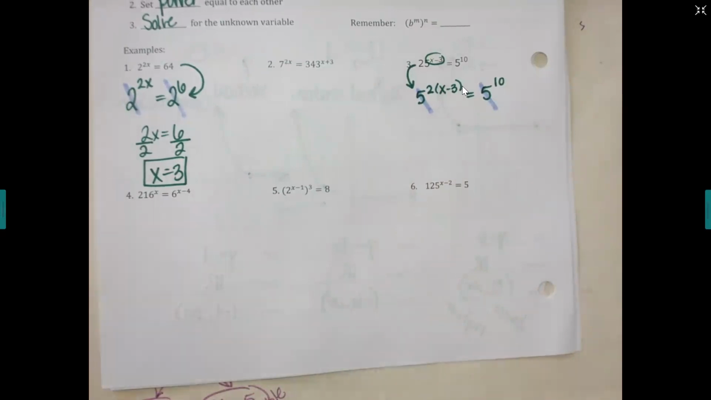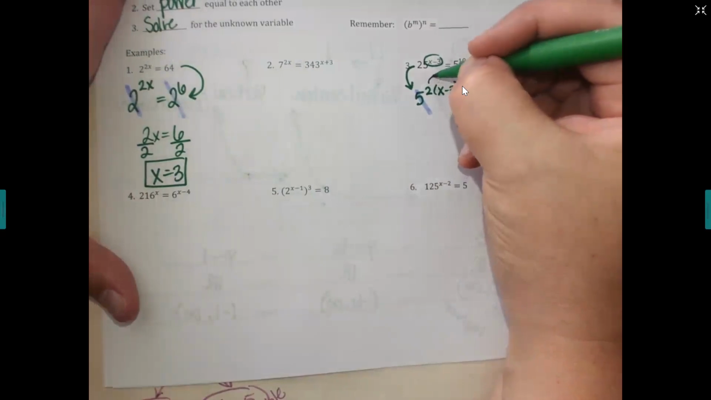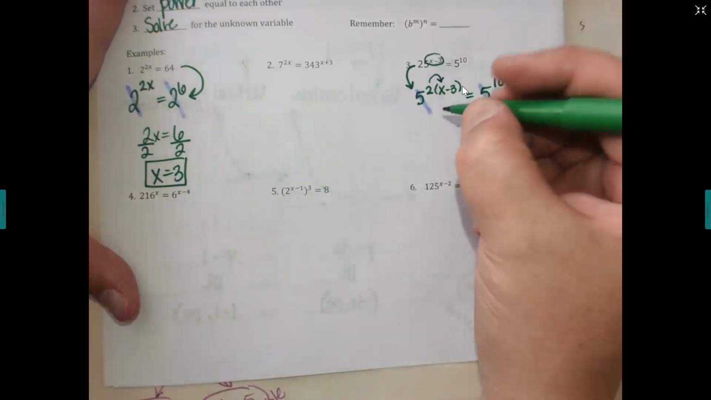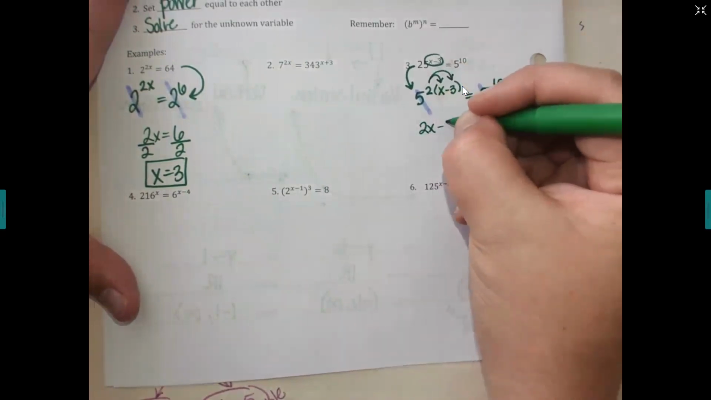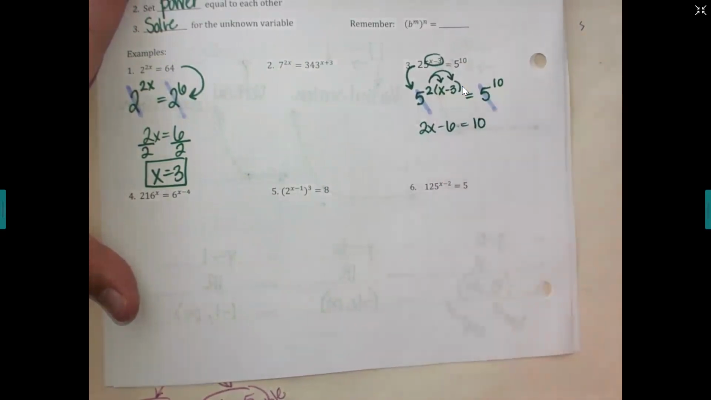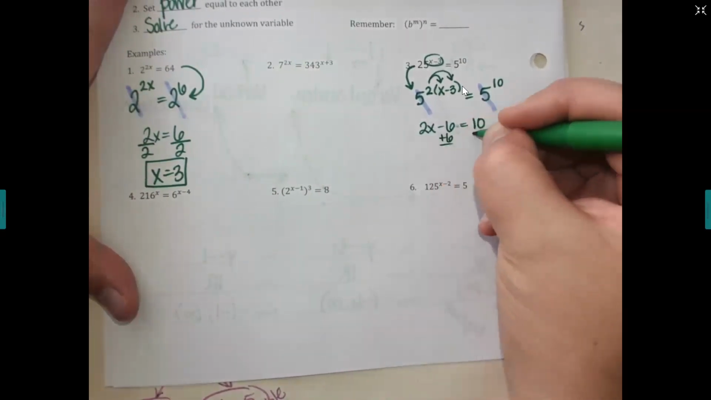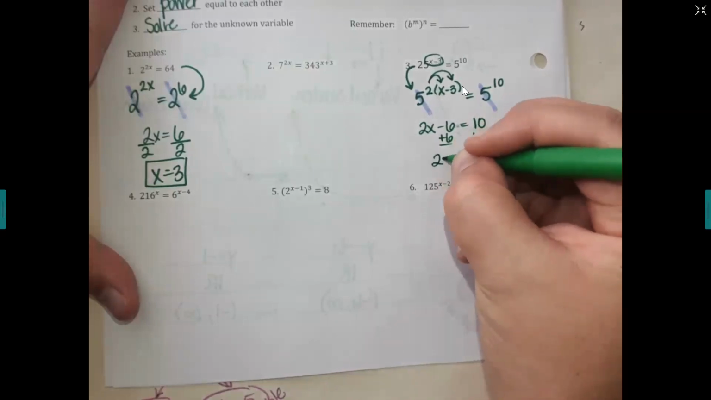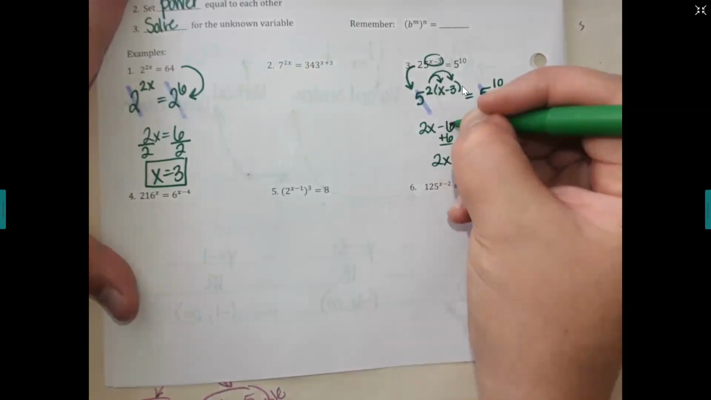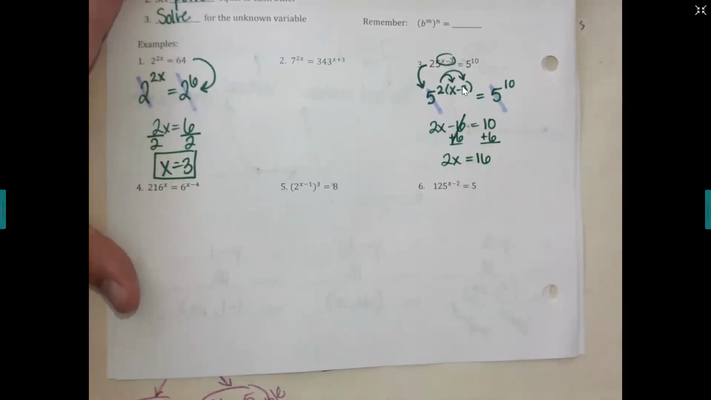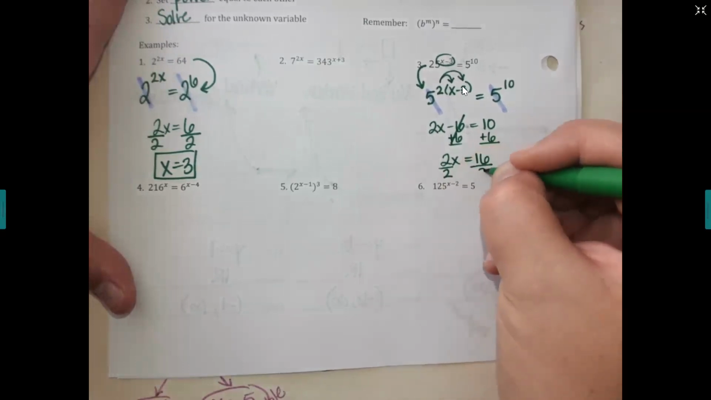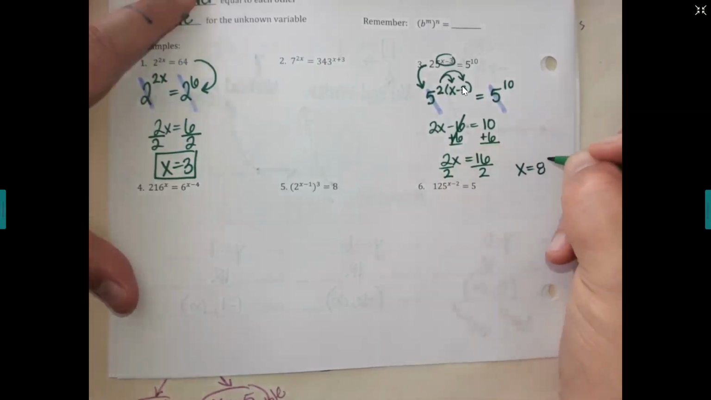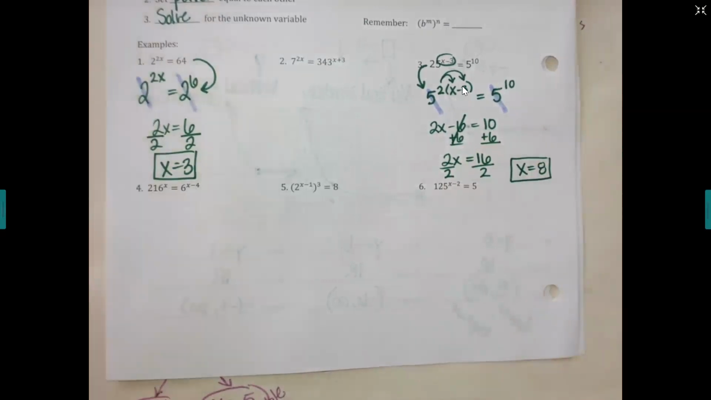Now, because my 2 is on the outside, I'm going to have to distribute that. What's 2 times x? 2x minus, what's 2 times 3? 6 equals 10. What would I do next? Add that 6 across, what's 10 plus 6? So 2x equals 16. And hopefully we're not going too fast here. Then divide the 2 on both sides. What is your x going to equal? 8, very good. Make sense?